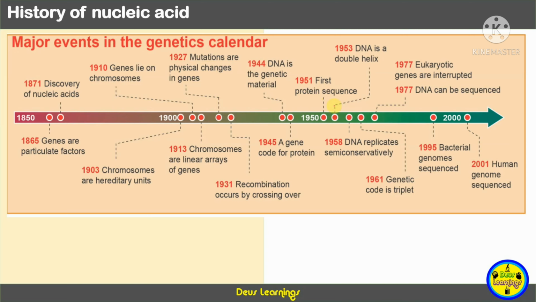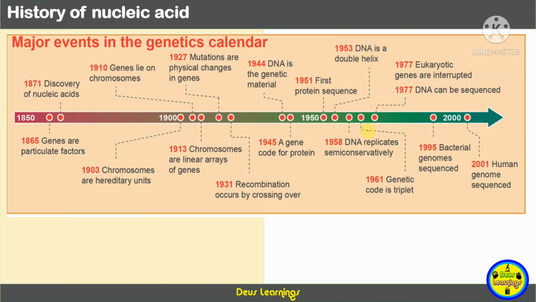Then in 1953, DNA was shown to have a helical structure. It was proposed by Watson and Crick. You already know that. And time passed, in 1958, DNA was shown to replicate semi-conservatively. The Meselson and Stahl experiment.